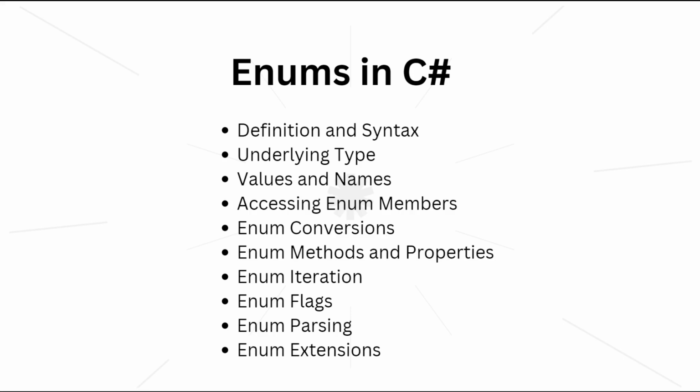The enumeration types, also called enums in C#, allow you to define a set of named values. I'm going to try to explain very quickly several aspects, which are the definition and the syntax of the enums, their underlying types, values and names, how to access the enum members, enum conversions, methods and properties, iteration, enum flags, parsing, and extensions.